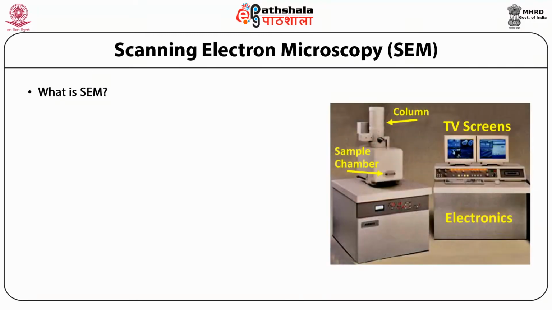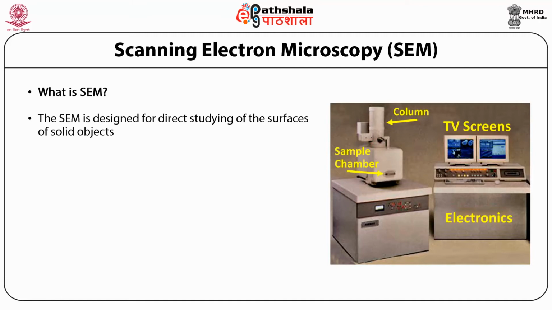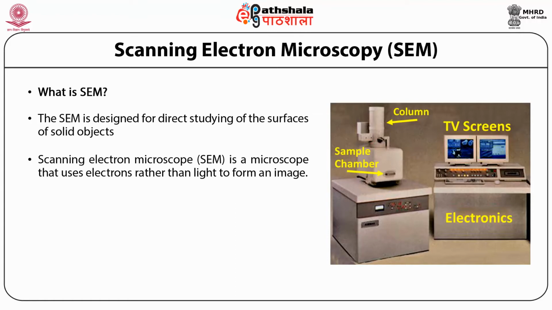Now let us start with what is SEM. As evident from this figure, SEM consists of a sample chamber and a column and the TV screen which is interfaced with our system, and SEM is designed for direct study of the surfaces of solid objects. Scanning Electron Microscope, SEM, is a microscope that uses electrons rather than light to form an image.